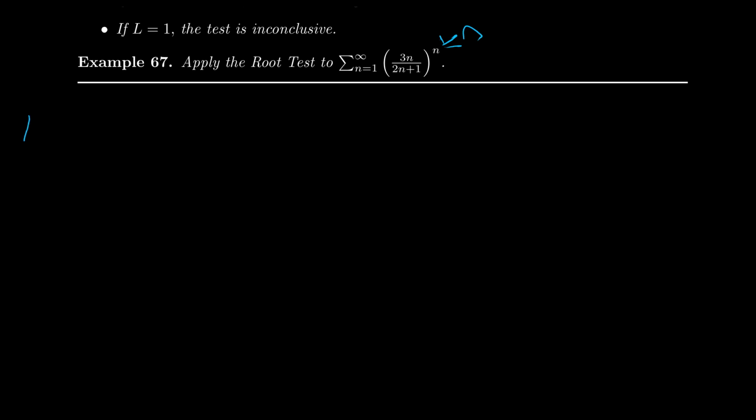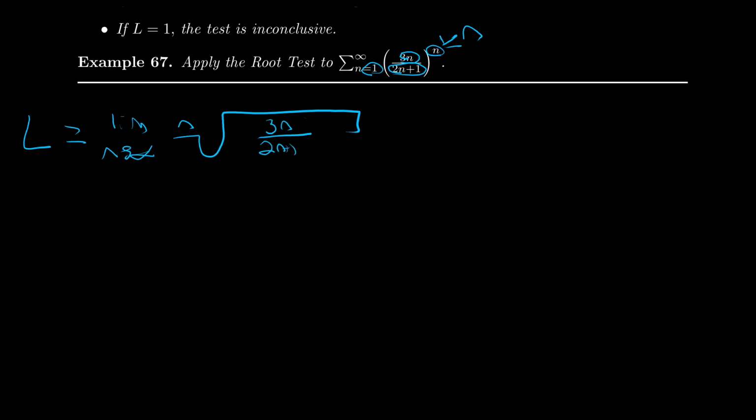So for this one, for the root test, we're going to use L equals the limit as n goes to infinity of the nth root of the absolute value of this guy. Now look, n is going to infinity and it starts at 1. 3n is always going to be positive. 2n plus 1 is always going to be positive. n is always going to be positive. So I don't care about the absolute value, and I don't have to write it, even though it's in the actual definition, because everything's going to be positive regardless.